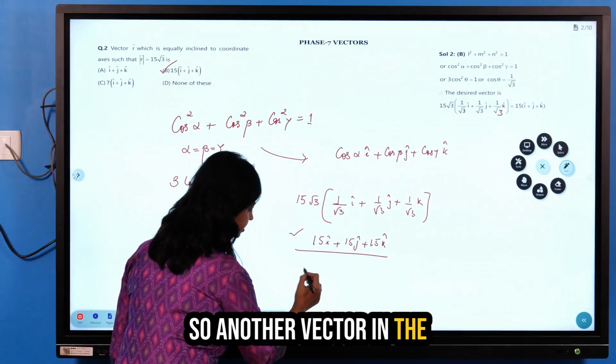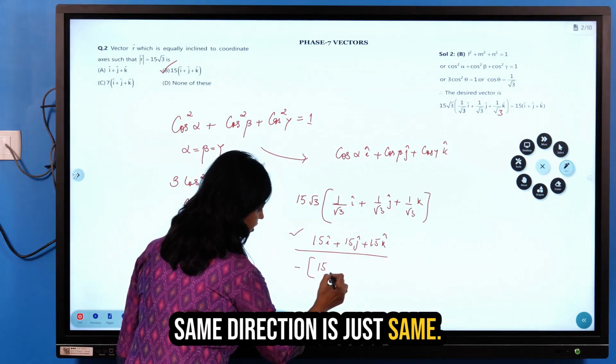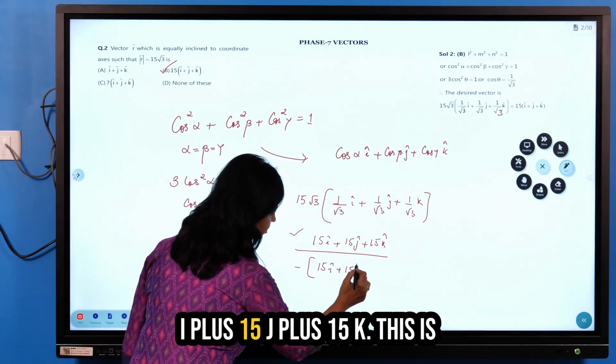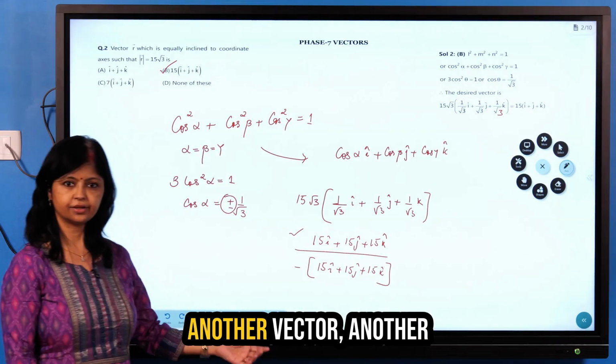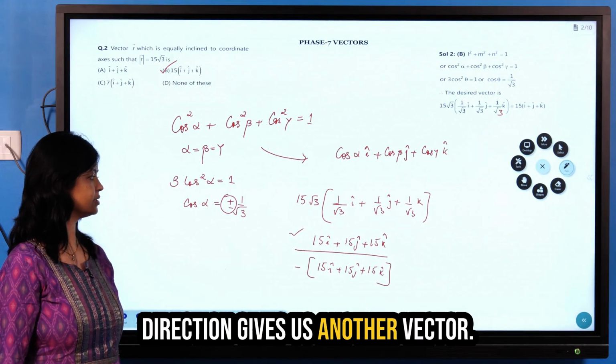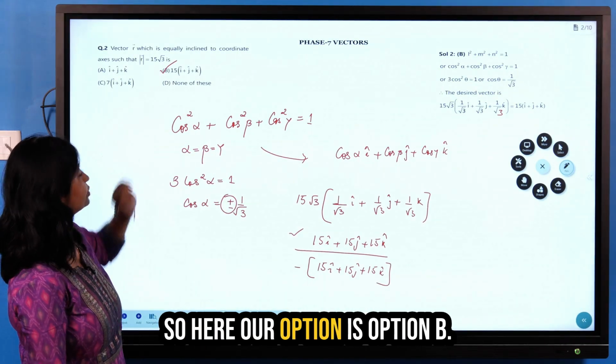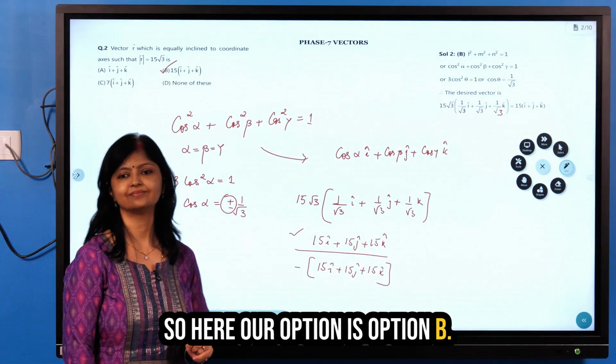So, another vector in the same direction is minus 15i minus 15j minus 15k. This is another vector, another direction gives us another vector. So here our option is option B. Thank you.